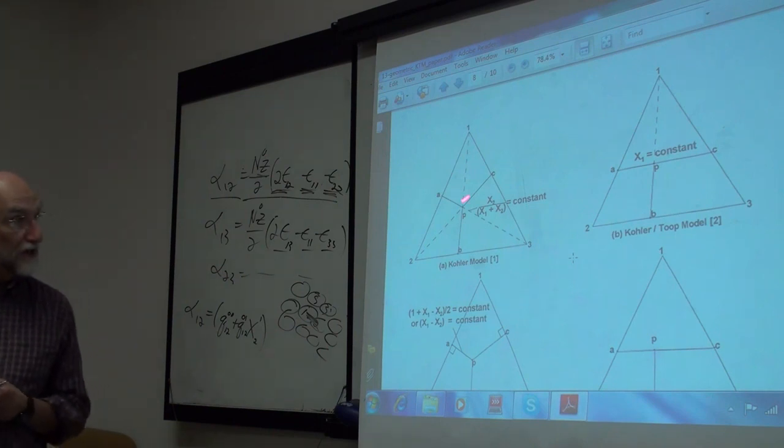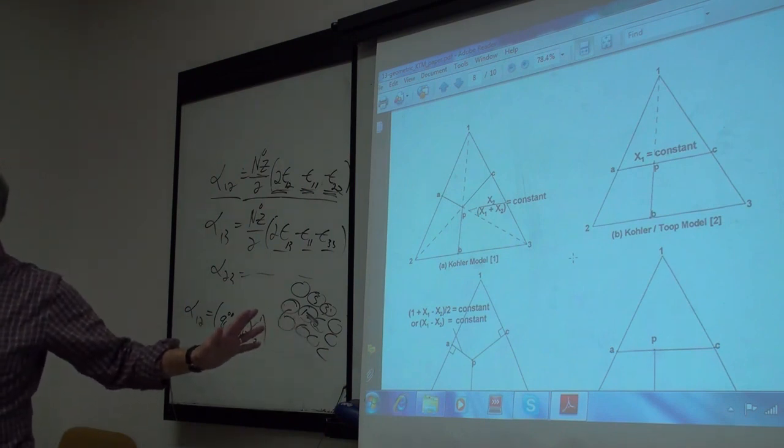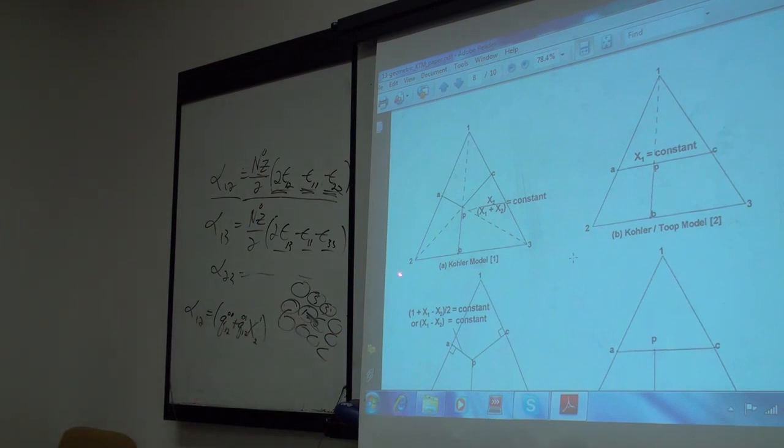Well, here the logic is that this is a line where x2 over x1, the ratio of 1 to 2, is constant along this line. This is the 1, 2 binary projected to the 3 corner. x2 over x1 is constant along that line, so the ratio of 1 to 2 is constant. Okay, so in the binary system 1, 2, this thing varies with the ratio of 1 to 2. Okay, well, we're saying in the ternary system, whatever ratio of 1 to 2 you had here, then it's independent of adding 3. That's what the logic is behind it.